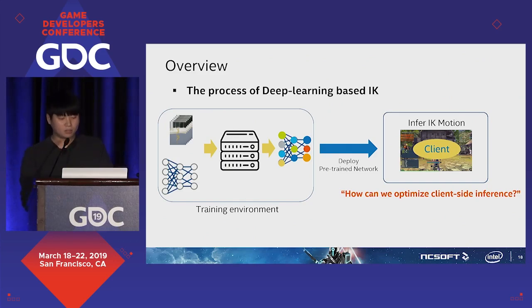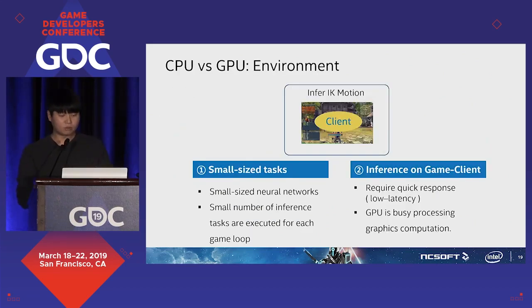Here our interest is optimizing client-side inference. In order for our IK server to work, it needs to perform inference tasks for the trajectory DNN and pose DNN. For the general client system, the DNN inference task can be computed either on CPU or GPU. Then which processor is more suitable for our inference task?